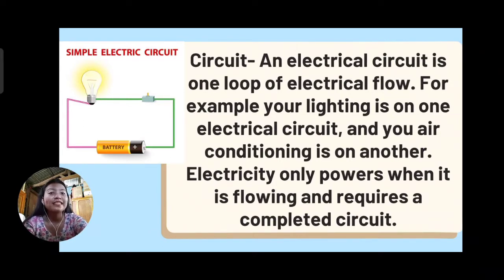And then next, we have the circuit. Of course, a circuit is one loop of electrical flow. For example, your lighting is one electrical circuit, and your air conditioning is on another. So electricity only powers when it is flowing and requires a completed circuit. So when you don't have a circuit, of course, your appliances will not work.